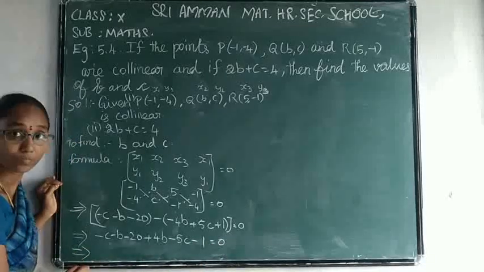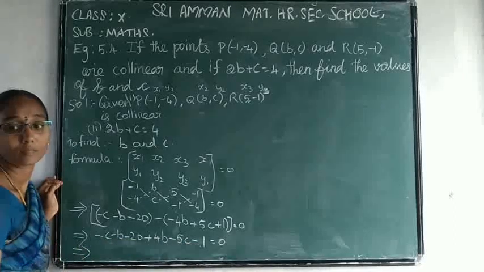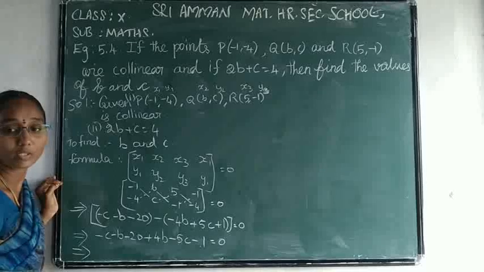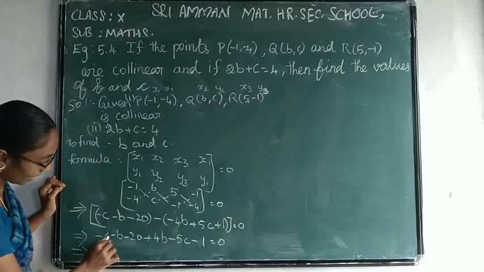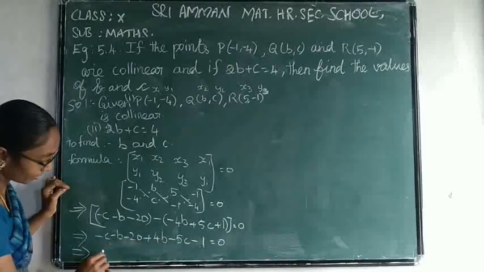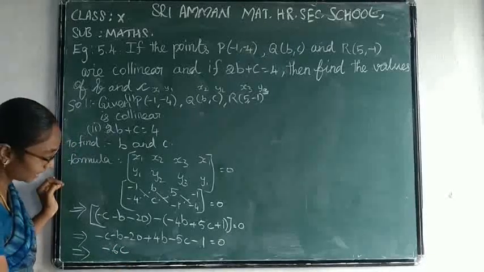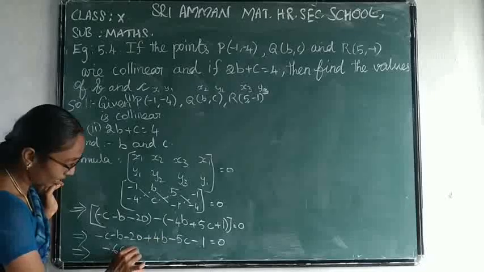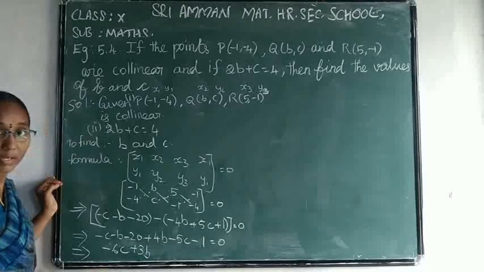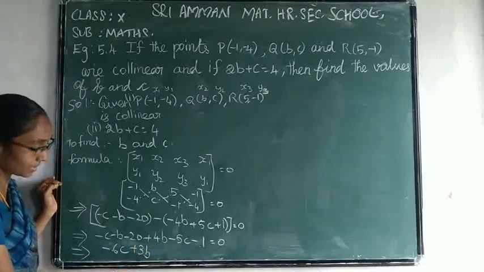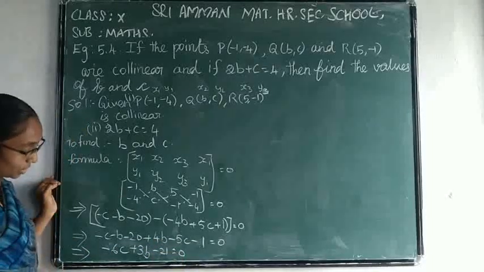Which implies minus 20, minus 1. And then minus c, minus 5c, so we get minus 6c. Minus b, plus 4b, so plus 3b. Minus 20, minus 1, minus 21 equal to 0.